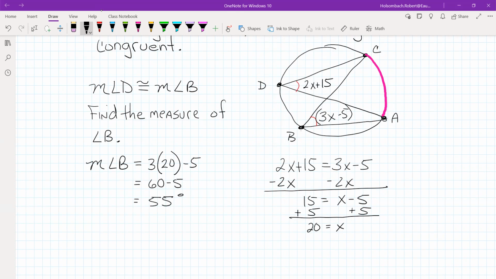Any questions up till now? All right, one more rule to cover. Bottom of page 725.